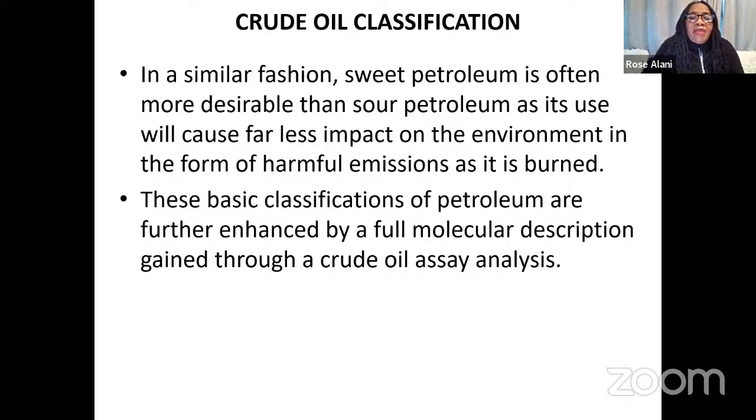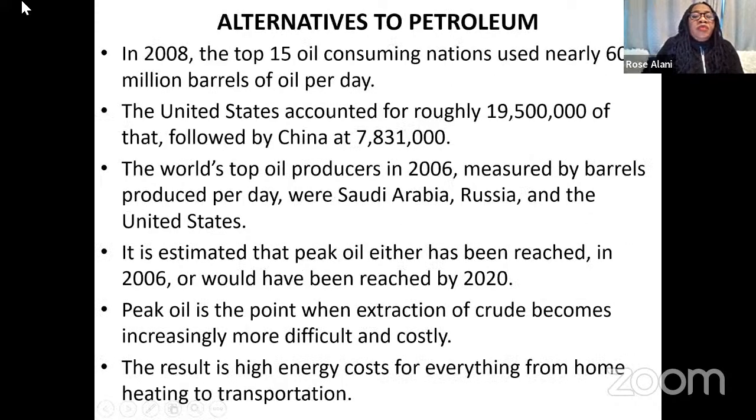So it's more desirable. These basic classifications of petroleum are further enhanced by full molecular description gained through a crude oil assay analysis. So you get a more enhanced description from crude oil assay. Now we want to look at alternatives to petroleum. We still have time. We still have 10 minutes. Okay. We want to look at alternatives to petroleum.